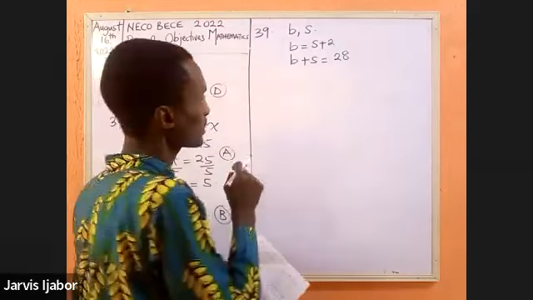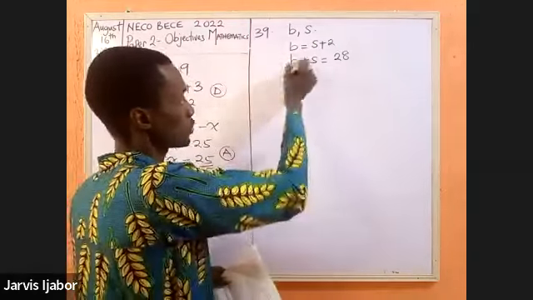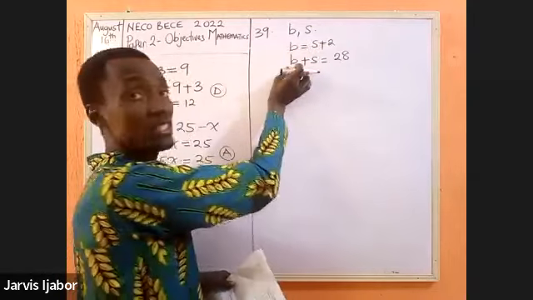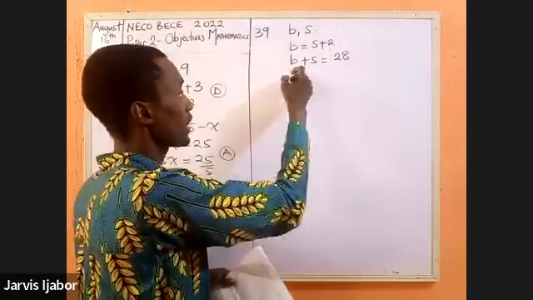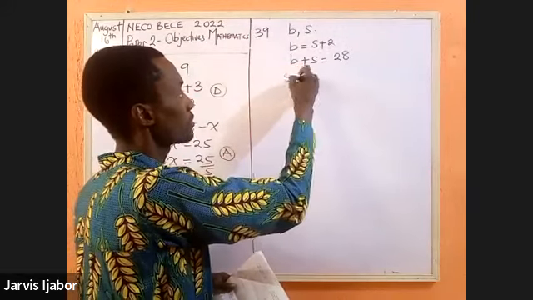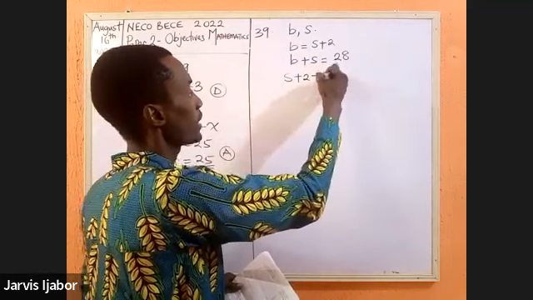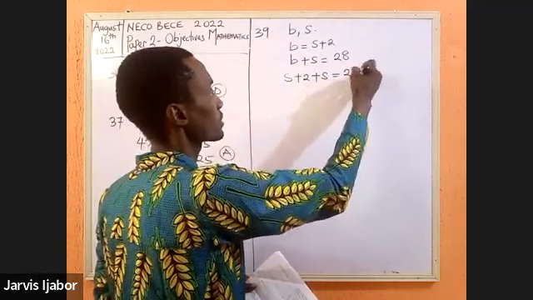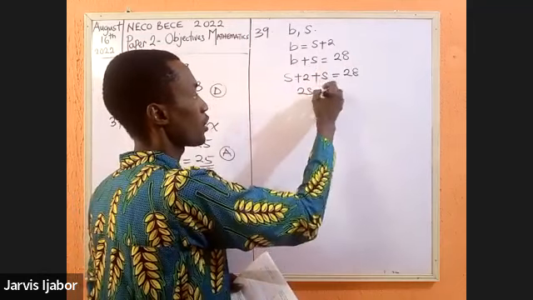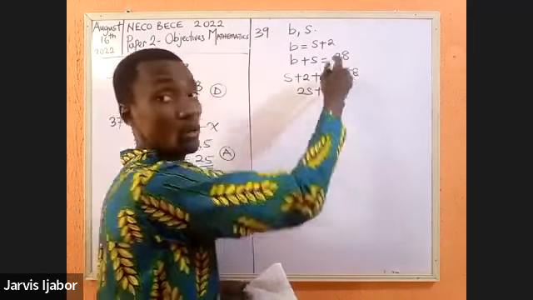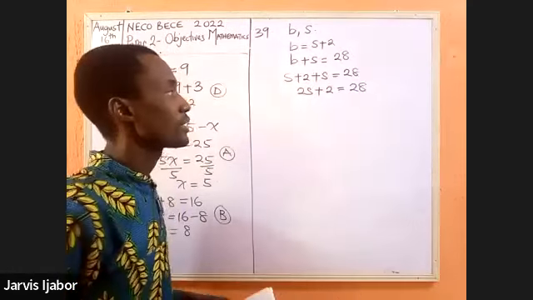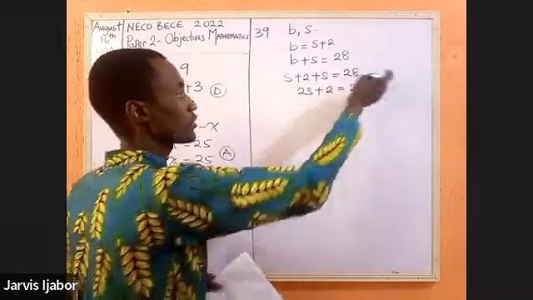So now what I simply will do is to substitute B equal to S plus 2 in this equation. So that will mean that I'm going to have S plus 2 plus S equal to 28. S plus S will give me 2S plus 2, and that will give me what? 28.